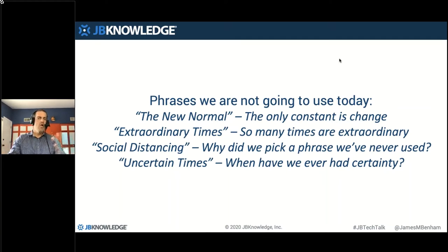Social distancing. Why did we pick a phrase we've never used? Why couldn't we have just said, stay 2 meters away from everybody? And then uncertain times. When have we ever had certainty? I mean, let's be honest. When have we ever had certainty in business or life or anything in construction? This is a highly uncertain industry. So let's just try and not use these phrases today.